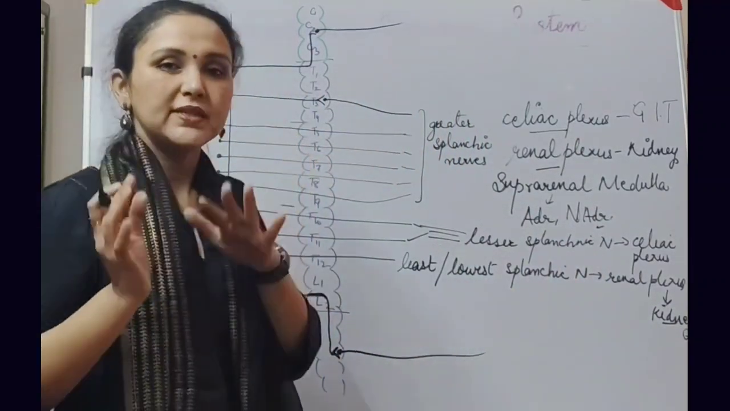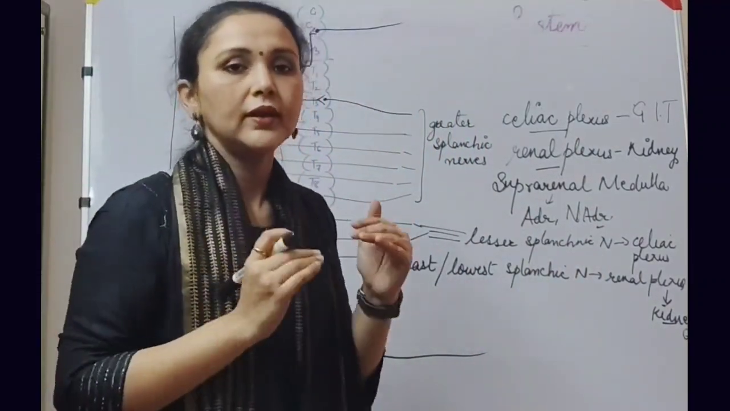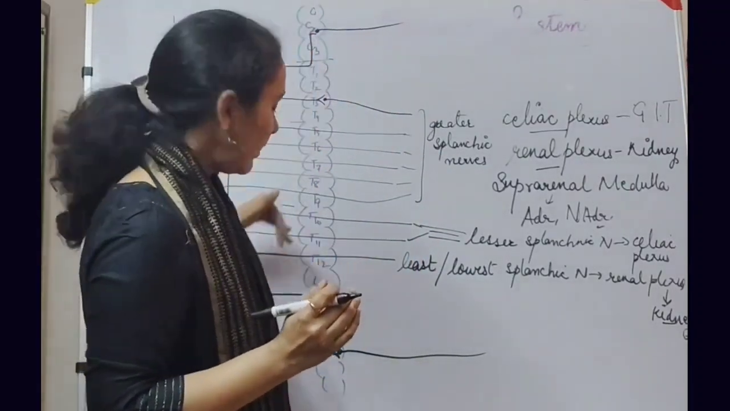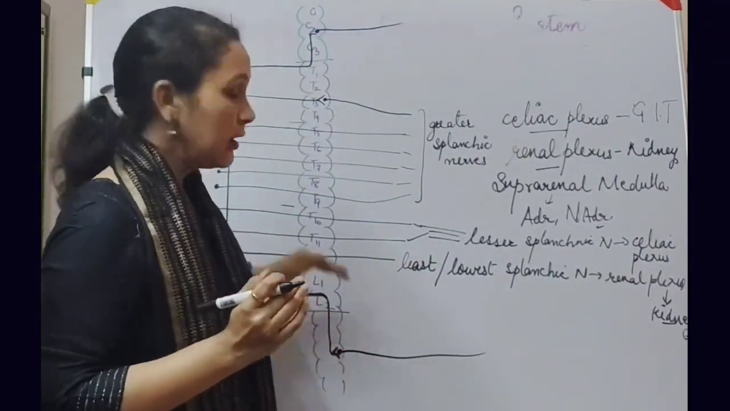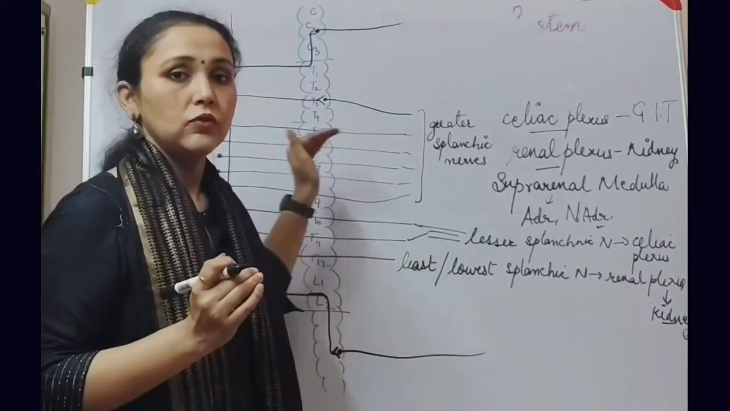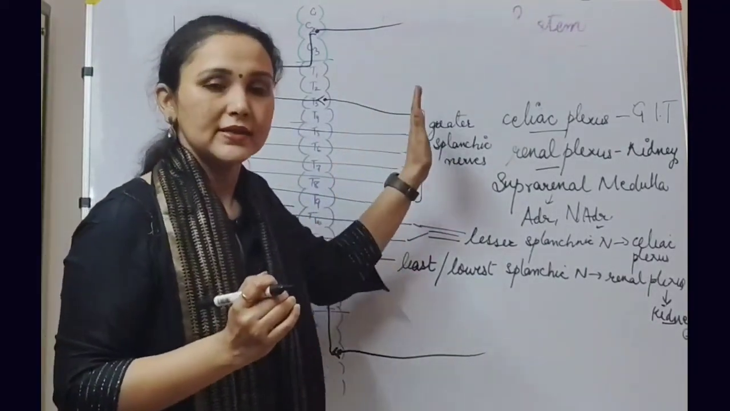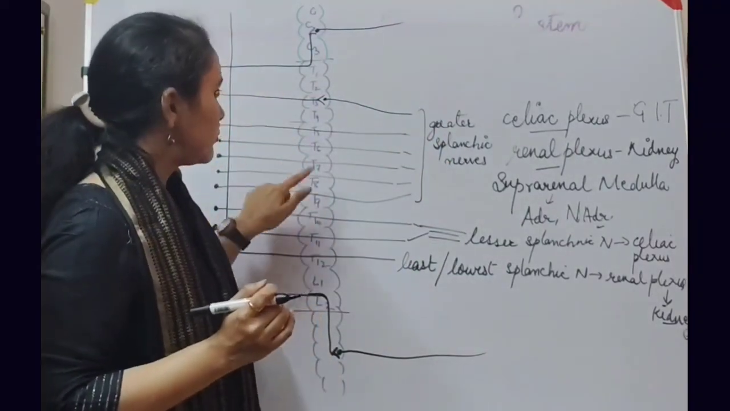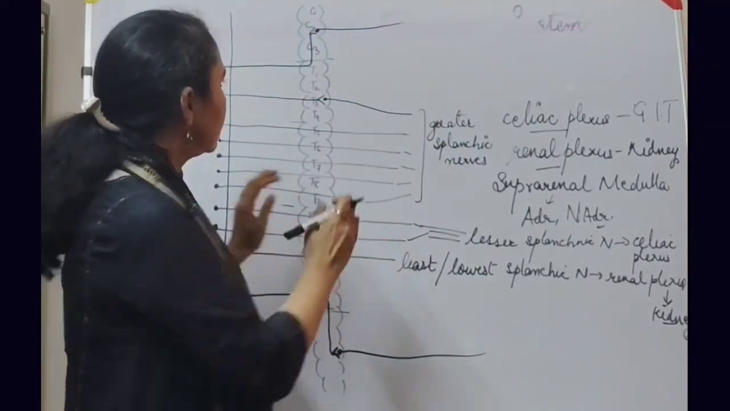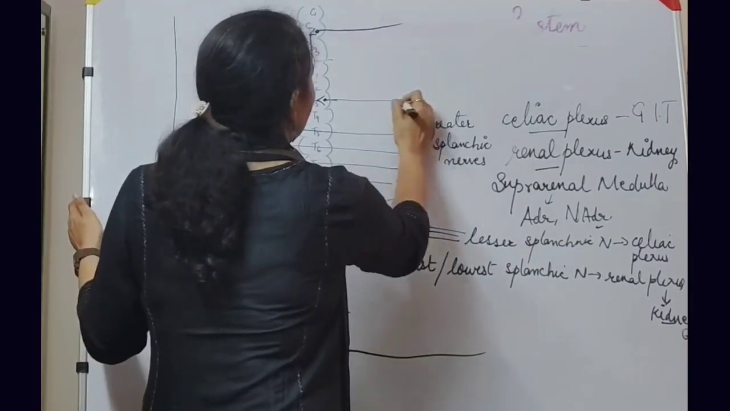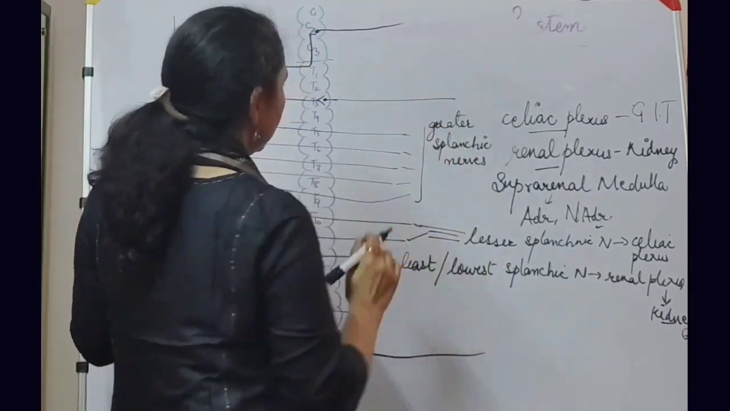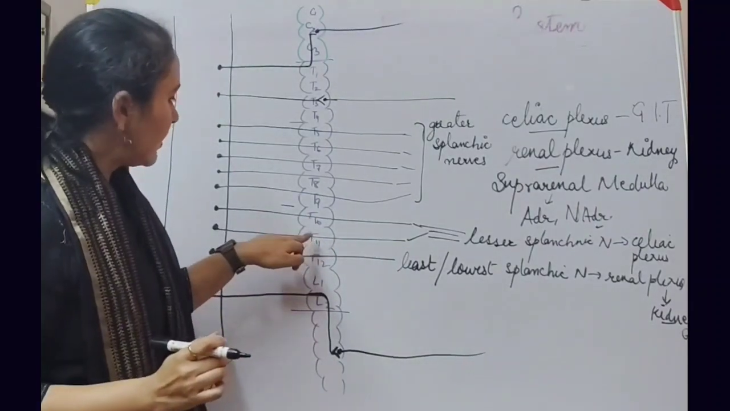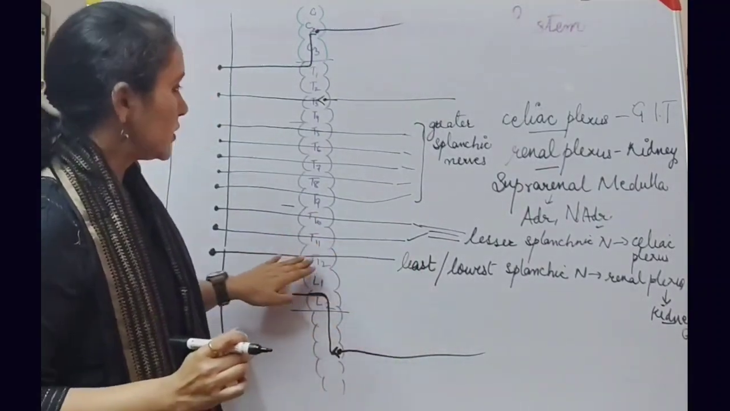So see, there was a basic structure of the sympathetic outflow, and then there are some additions to it. Few will pass up and then relay, few will go down and then relay, few will pass without relay. Those who are passing without the relay are known as the splanchnic nerves. We have greater, lesser, least. Greater is from T5 to T9. The lesser is from T10 and T11, and the least is T12.